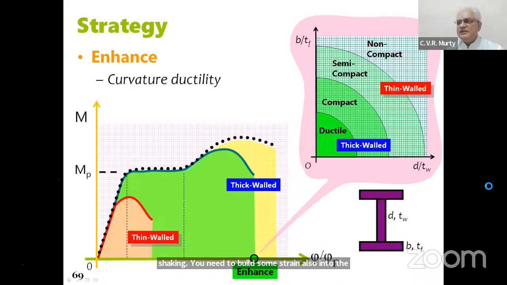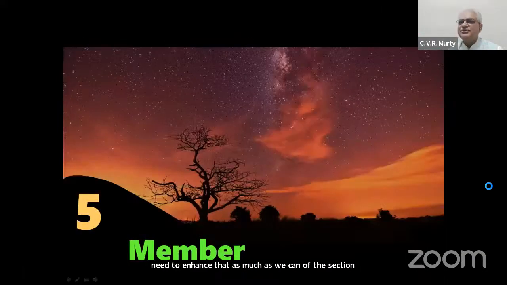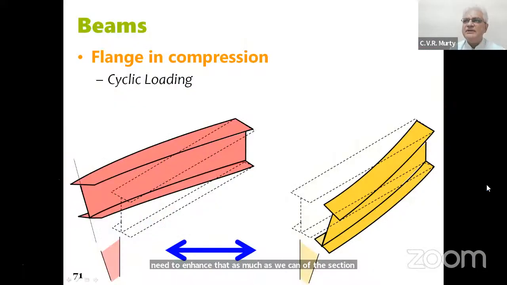So the ultimate deformation capacity of a structure will depend on what is the ultimate curvature capacity of the structure. And so we need to enhance that as much as we can, the curvature of the section. The next one is member.